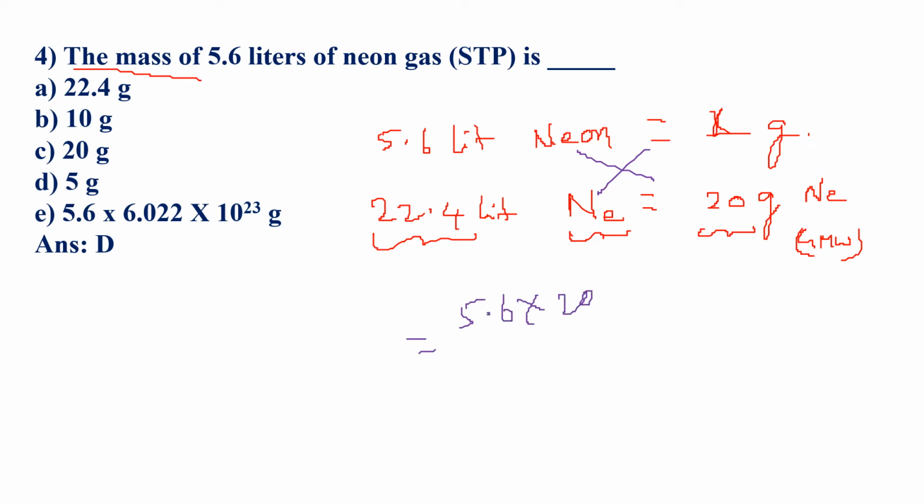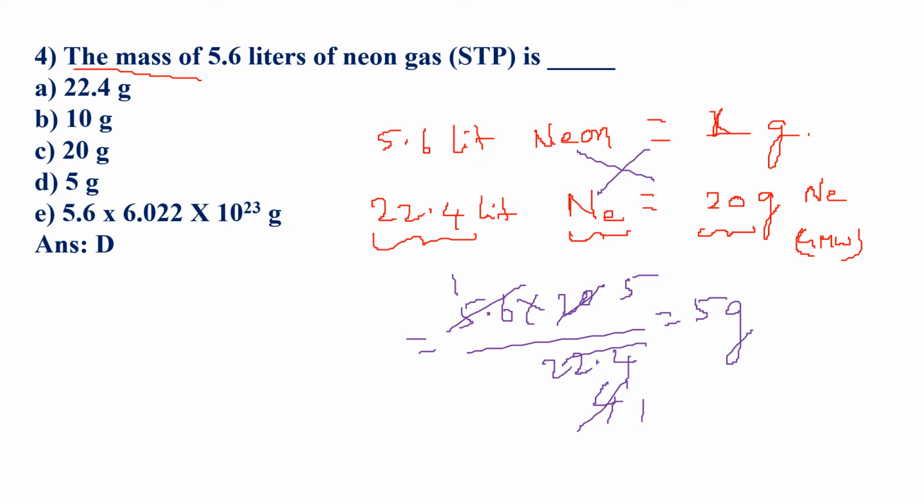5.6 into 20 divided by 22.4. Then here 5 ones are 5, 5.1. Then here you will get 4 times 1s are then 5. Then finally you will get 5 grams, which is nothing but 5.6 liters. Mass is 5 grams.